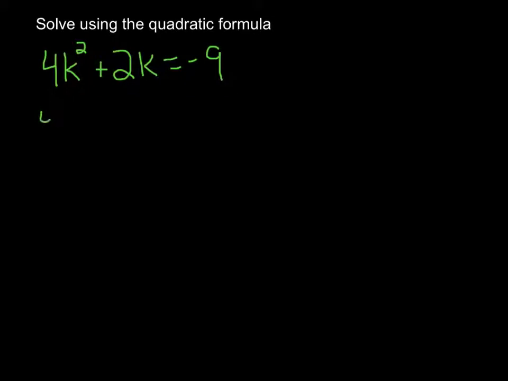So that's going to give me 4k squared plus 2k. And if I add 9 to both sides, that's going to give me a positive 9 on the left-hand side, and the other side is going to be 0.